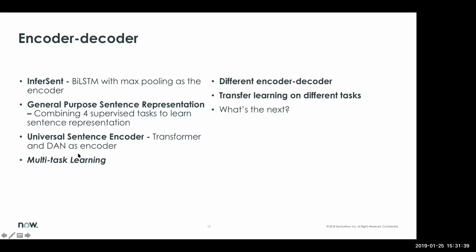So there is this multi-task learning. We can see it's for general purpose sentence representation. Generally, they are using multitask, or different encoders, to try to get a better language model, to represent as much of the information inside the language model as possible. After they get the language model, they will do transfer learning on different tasks, and they will do the fine-tuning.